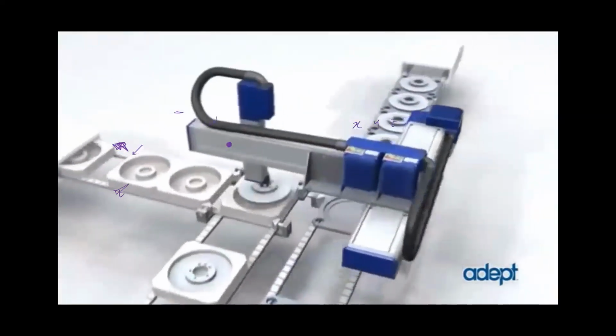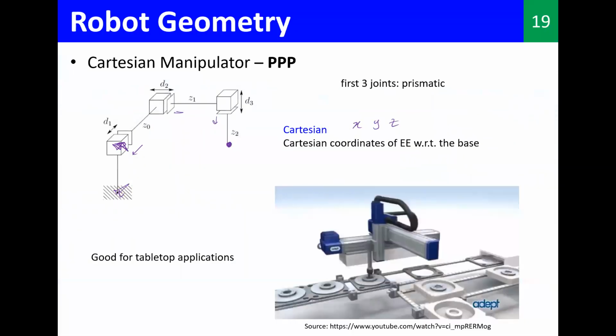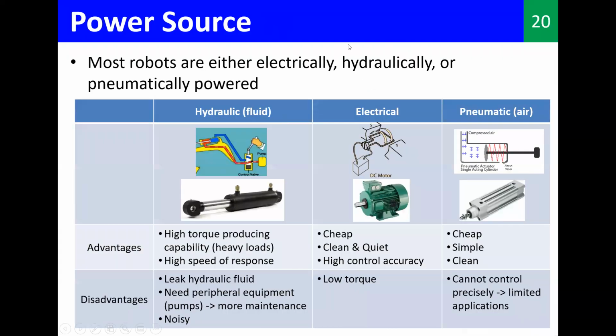Instead of thinking from scratch, you can know these things that are already there, right? Okay, so that is about the robot geometry. And next is about classifying robot manipulators based on the power source, right?